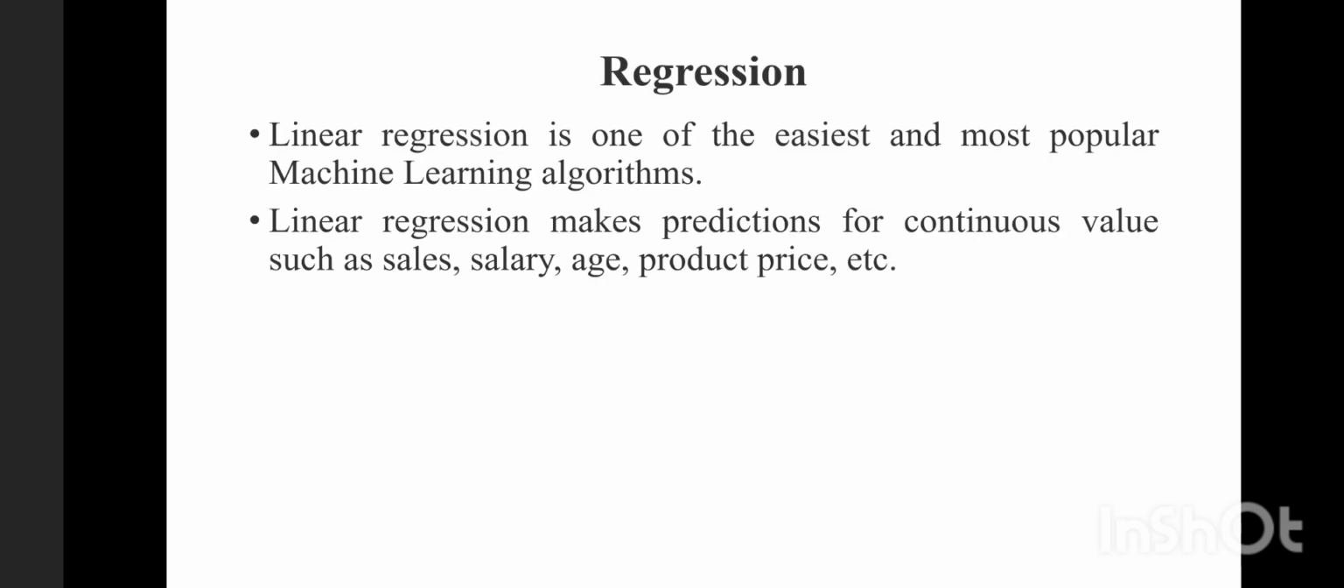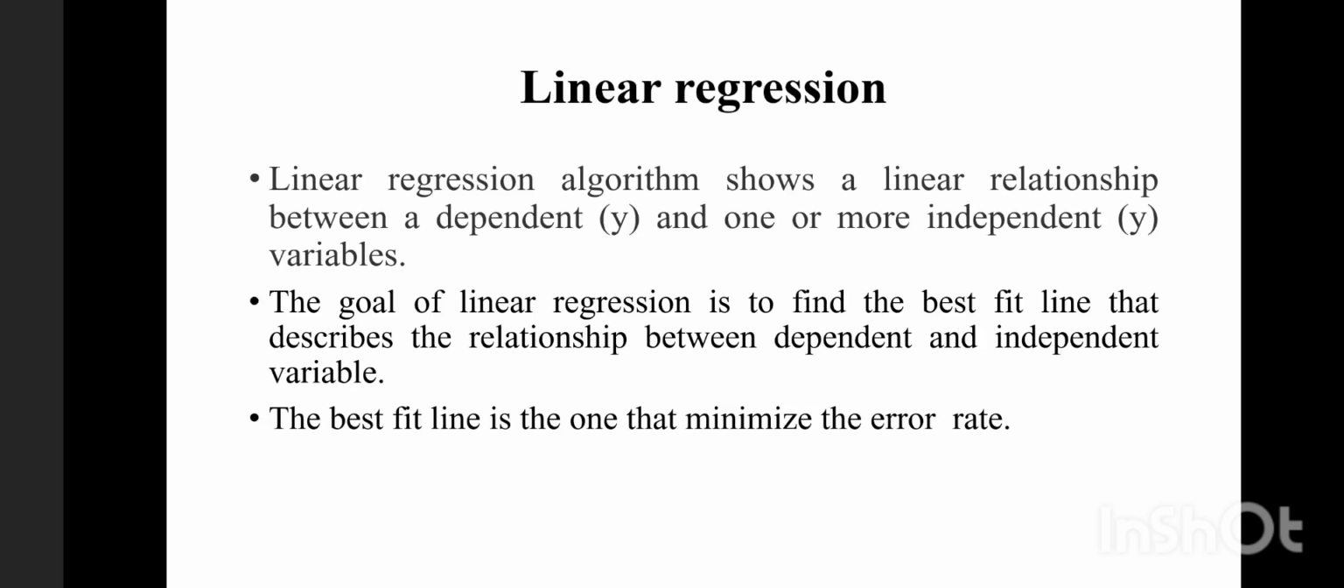Then the most important topic is regression. Regression is another important machine learning technique. It is mainly used for predicting continuous values such as salary, sales, and product price. Regression helps in forecasting future outcomes. Now linear regression. What is linear regression? Linear regression shows the relationship between dependent and independent variables. The main objective is to find the best fit line with the minimum error. It is one of the most popular prediction algorithms.